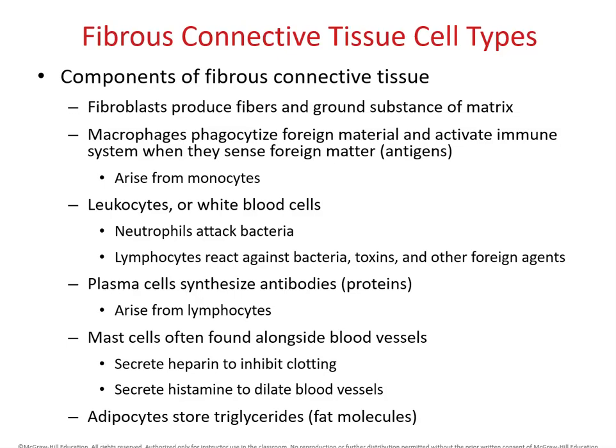Plasma cells have the ability to synthesize antibodies. Mast cells are another cell that travel in the bloodstream, and they help in healing and also allergy responses. And then we have adipocytes, and adipocytes are the things that store triglycerides. They're fat molecules. They are your fat cells in your body.